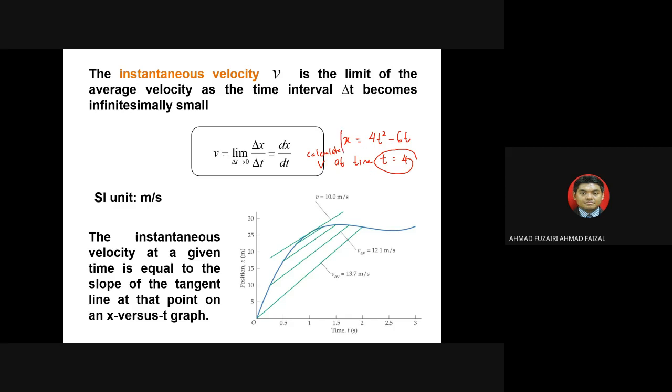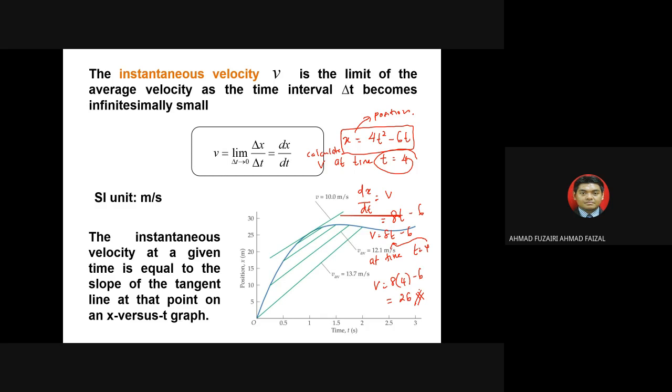But before that, we need to do something to this function, because this function represents position versus time, position at time t. So we need to differentiate dx over dt in order to get v. Therefore, the answer should be 8t minus 6. v is 8t minus 6. So at time t equals 4, you replace t with 4. So v becomes 8 times 4 minus 6, so the answer is 26.